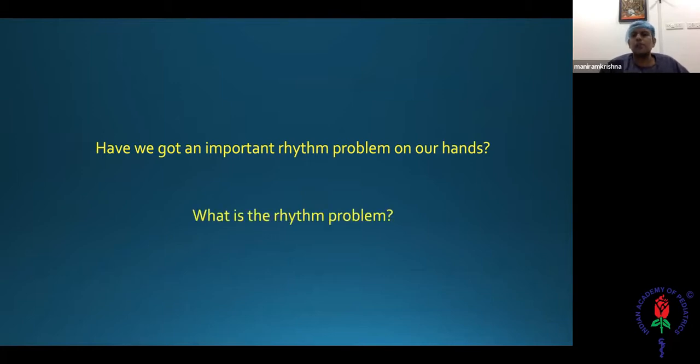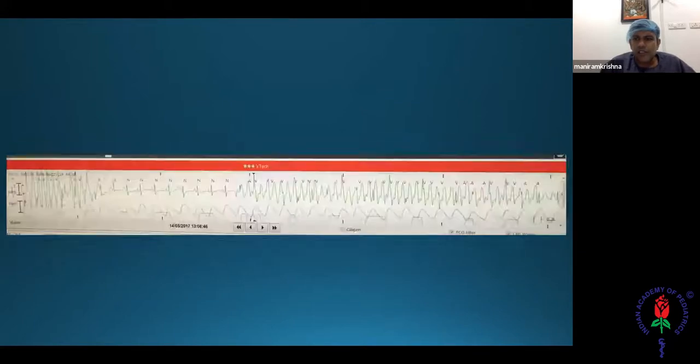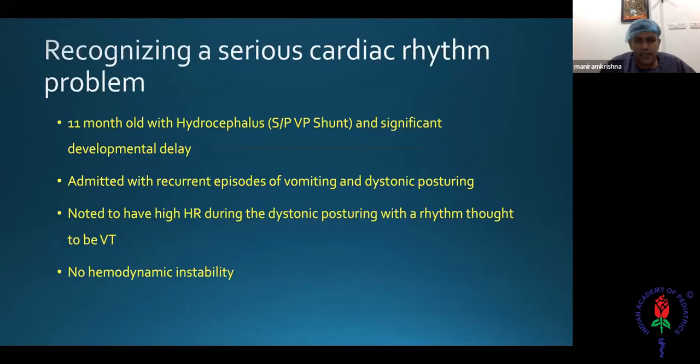And then I go to my second question, what is the rhythm problem? And almost always the answer comes as ventricular tachycardia, and you need to shock immediately, synchronized cardioversion. But then I sort of disagree with all of that. I'm going to go back to the first slide and then show you the clinical details. I'm going to show you this last line, which says no hemodynamic instability.